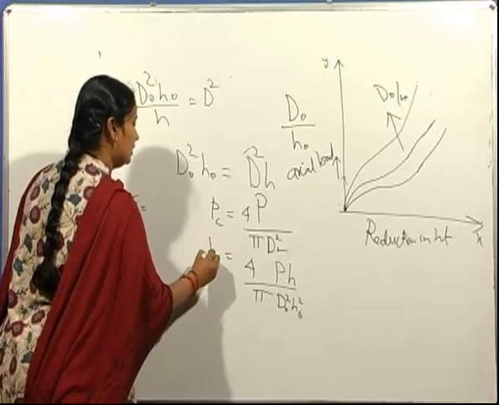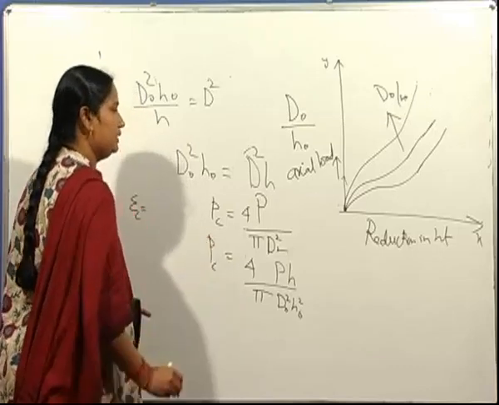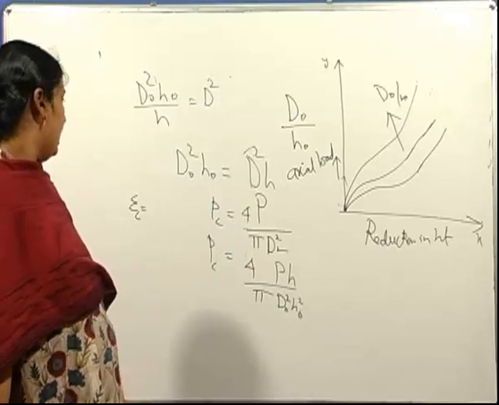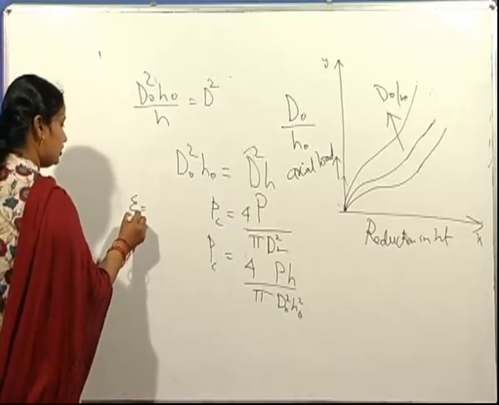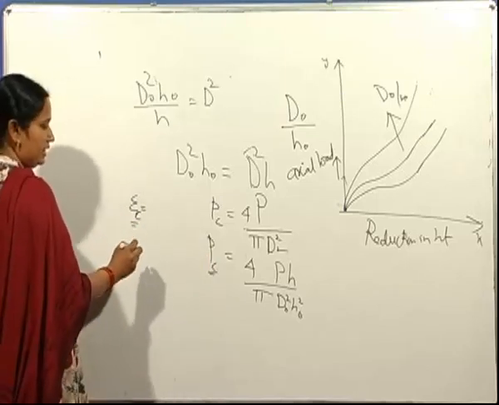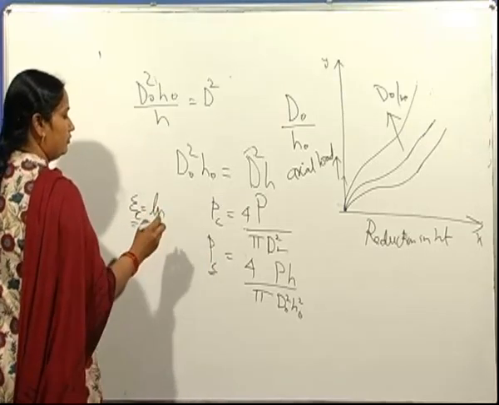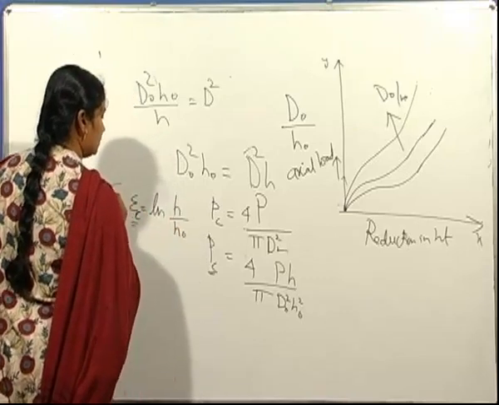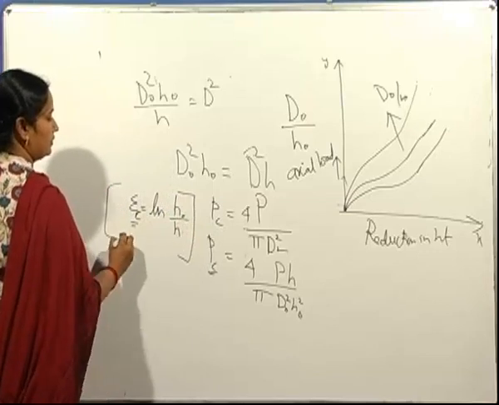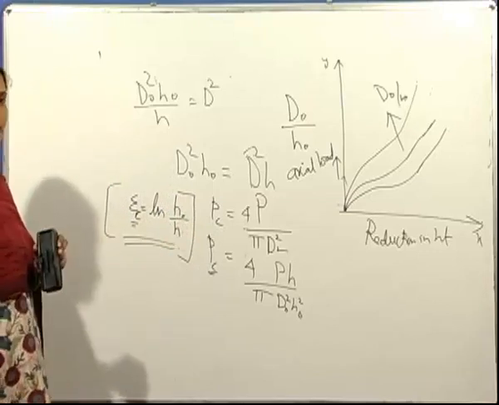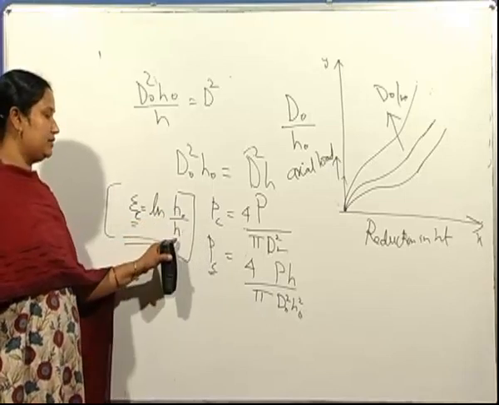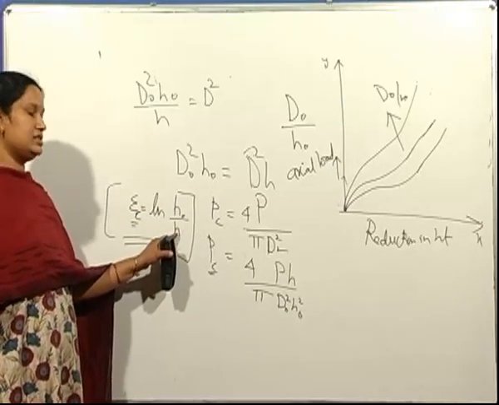So this is the true compressive stress that can be determined from a plot of axial load versus reduction in height, and the true compressive strain is equal to ln of h naught by h. So this is for true compressive strain, ln of h naught, the initial height, by h, the height at any instant.